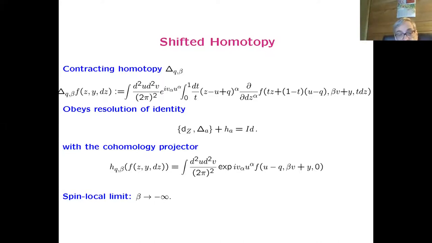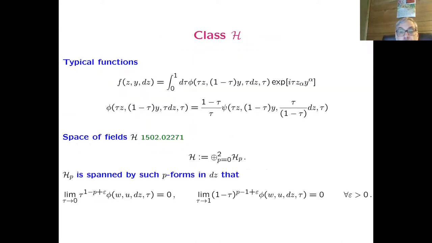So as every contracting homotopy, it obeys the resolution of identity, which means that this commutator with d_Z almost always is just the identity operator, except there is a contribution from the homology part that cannot be resolved in this way. One can compute this projector to homology, and this is one of the main formulas for the analysis that allows one to compute.